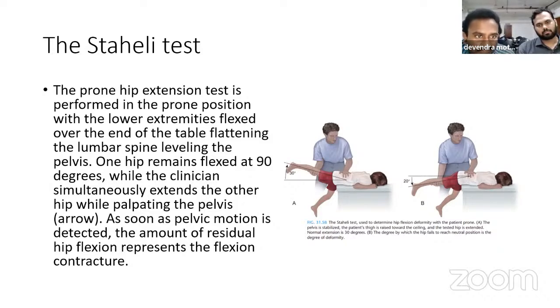One of the hips remains flexed at 90 degrees, while the clinician simultaneously extends the other hip while palpating the pelvis, as demonstrated in this diagram, sir. As soon as the pelvic motion is detected, the hip extension is stopped, and the amount of residual hip flexion is the flexion contracture of the hip.